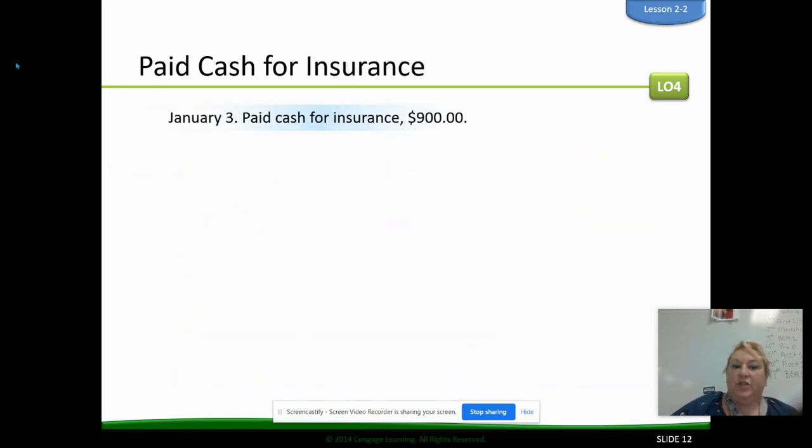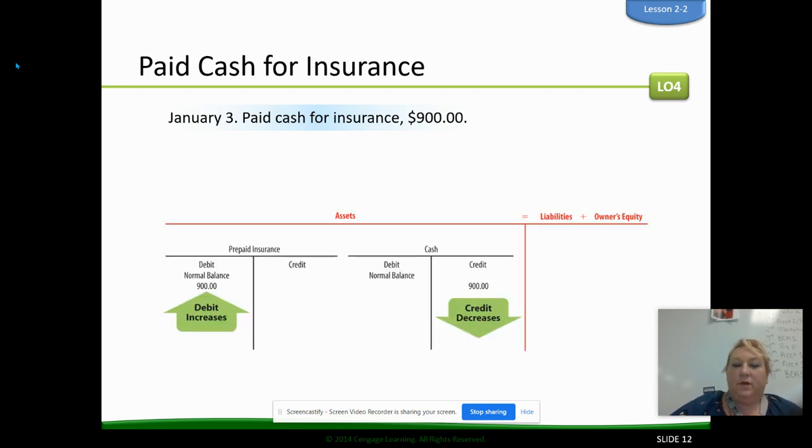Paid cash for insurance. Same thing. Cash is going down, and insurance, that's prepaid insurance. That's also an asset. Paid cash, Janet. Come on. Cash is going down. Prepaid insurance is going to be going up. So they're both assets. So I'm using an asset to buy an asset. So my prepaid insurance is going up on the debit and cash is going down on the credit.